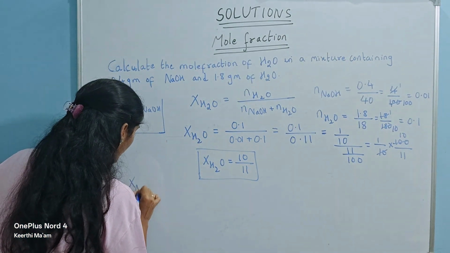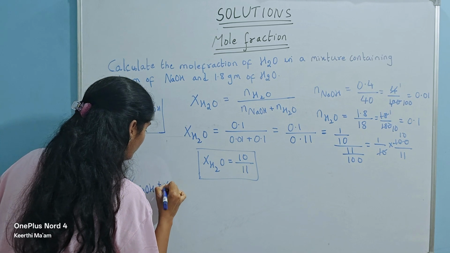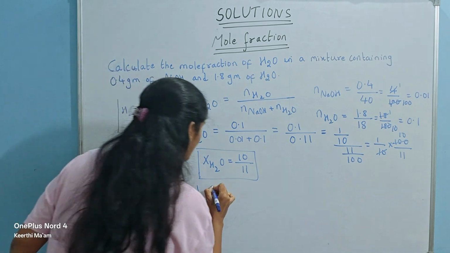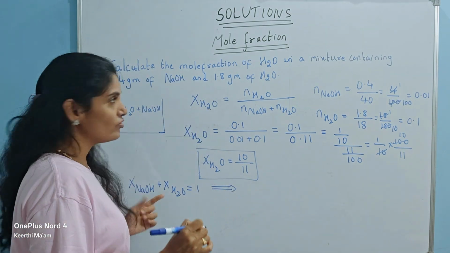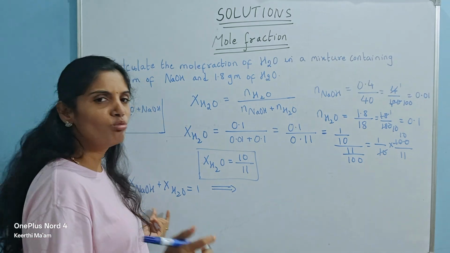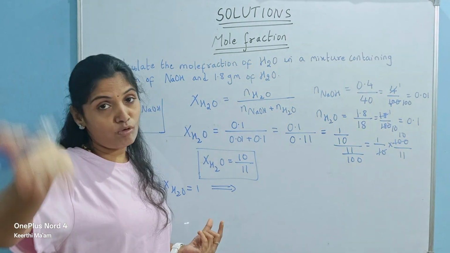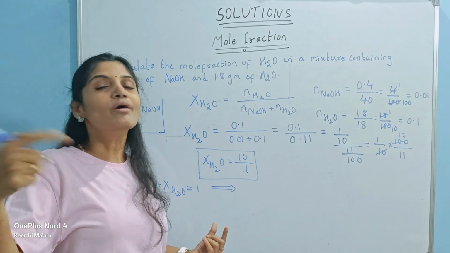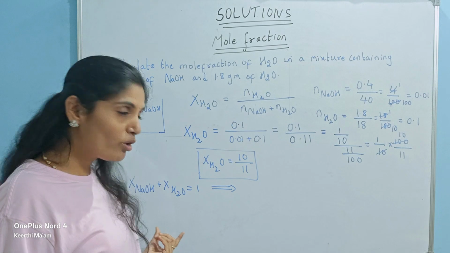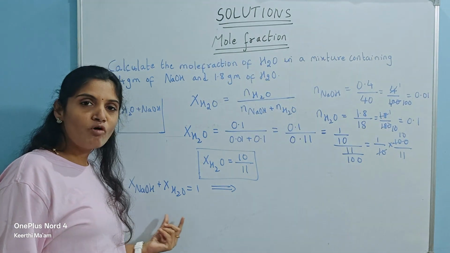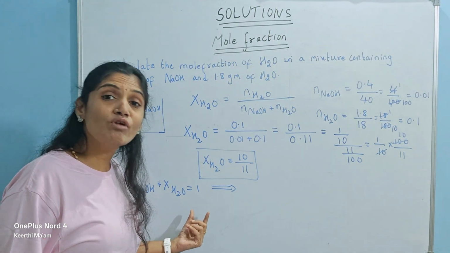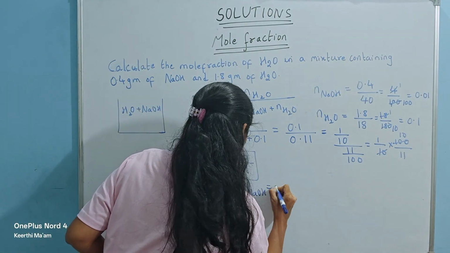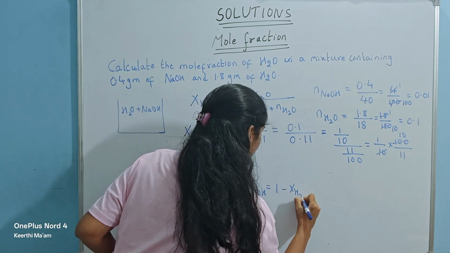So we can quickly give a try. We know that mole fraction of NaOH plus mole fraction of H2O should be equal to 1. Now from this, I can calculate the mole fraction of NaOH. Again, you can write the formula: mole fraction of NaOH is equal to number of moles of NaOH divided by number of moles of NaOH plus number of moles of H2O. But that is a lengthy process. Instead of that, what can I do? Because I know the sum of both the mole fractions of these components is equal to 1, I can write mole fraction of NaOH is equal to 1 minus mole fraction of H2O.